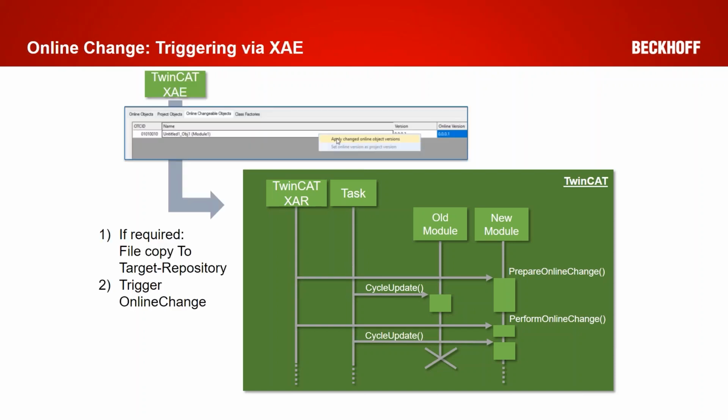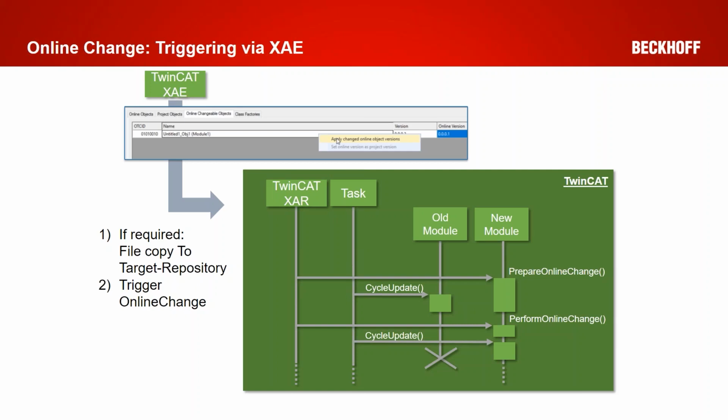How is the online change actually triggered? Well, it's a menu in the engineering environment. We have this new tab here, Online Changeable Objects, and this online version on the right side is a drop-down box where you could select the version you would like to have, and then right-click on the tab, Apply Changed Online Object Versions, and then the process in the green box is initiated. So after this click, PrepareOnlineChange in the code would be called, and afterwards Perform, and afterwards the cycle update gets triggered by the task.